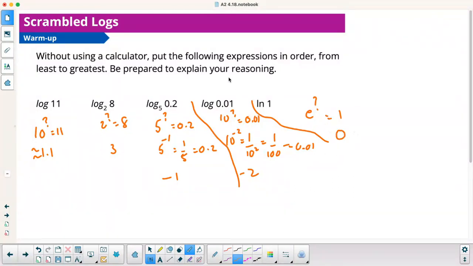So in order from least to greatest, least would be this one. I'll just number them: least, and then the highest number is the greatest. So 1, 2, 3, 4, 5 in that order.